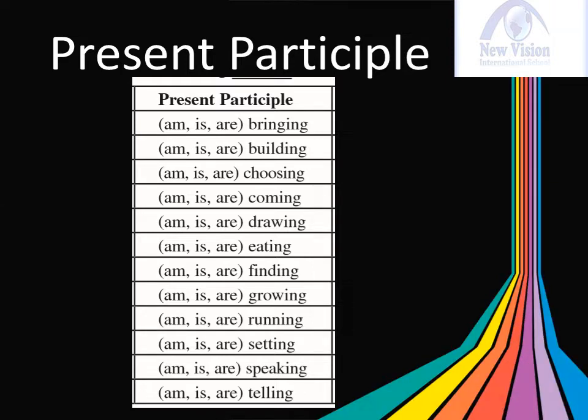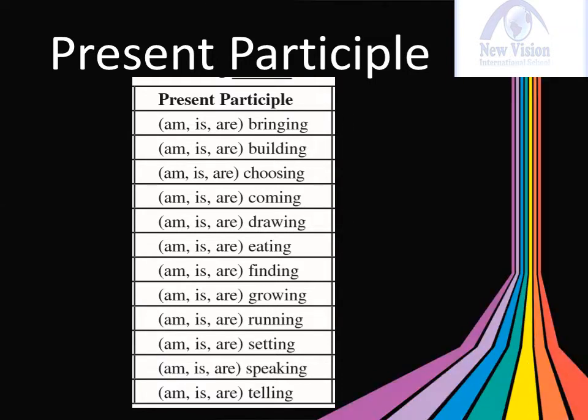Then we have present participle. Present participles appear in progressive or continuous verb tenses, which show when a verb or action was or is in the process of happening. It is formed with the help of a helping verb am, or the helping verb is, or the helping verb are, plus the ing form of the main verb.